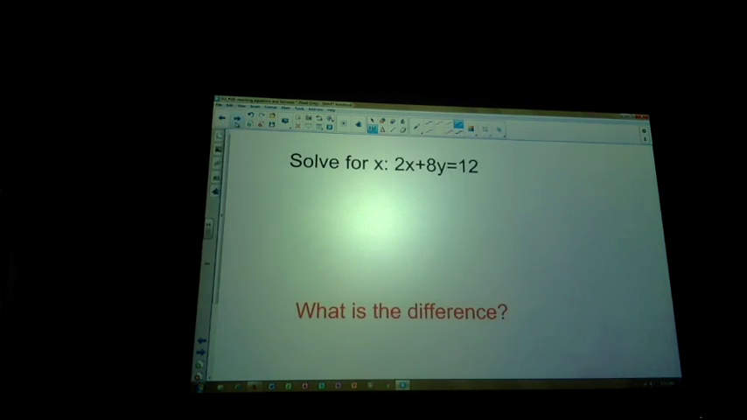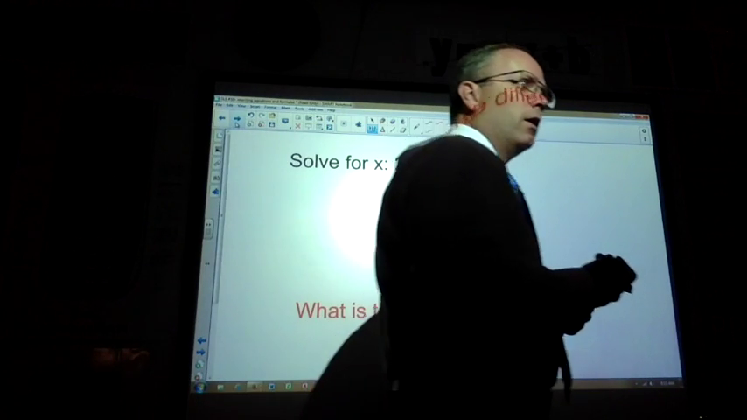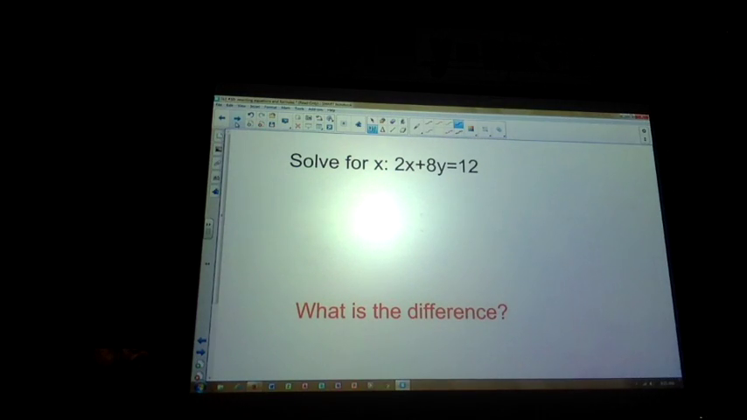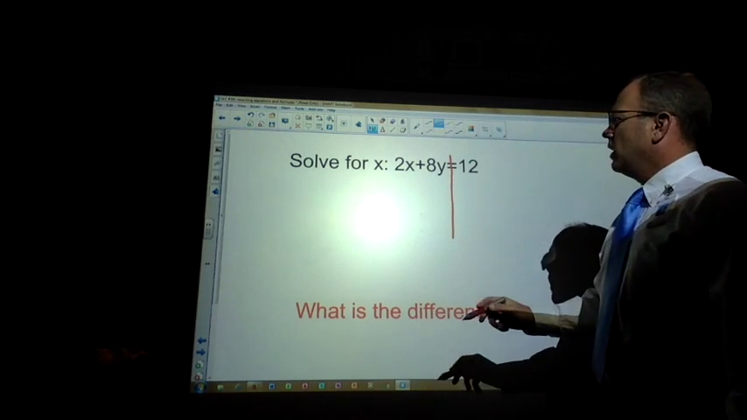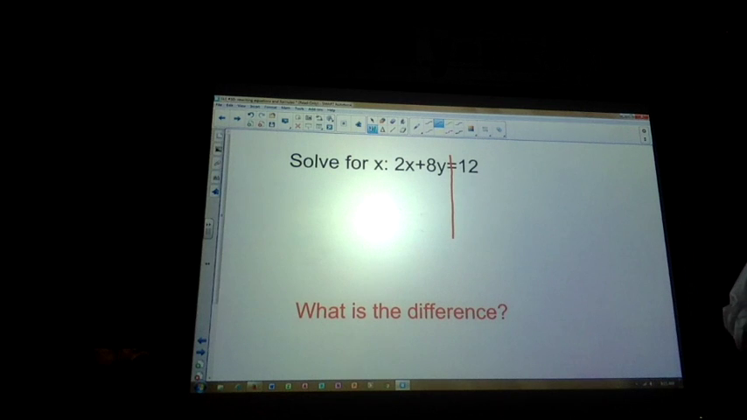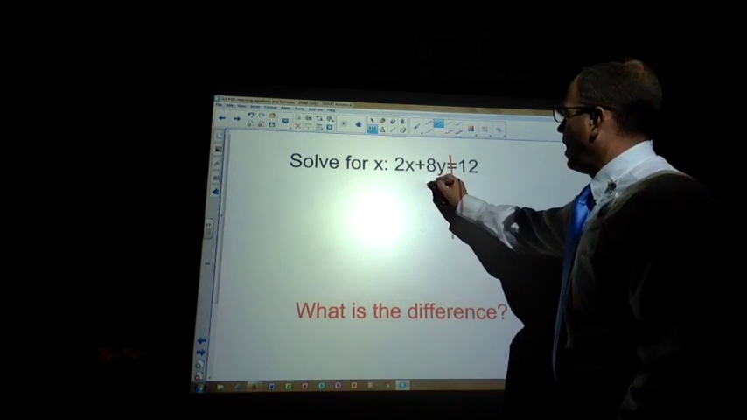Okay. Alright, so on this one, I want to solve for x. But what do you also notice in this equation? There's a y. So 2 and x are being held together by what math operation? Multiplication. And what about 8 and y? How are they being held together? Multiplication. So what we want to do on this one is get x all by itself. So I'm going to do that vertical line. Any thoughts on how I would start getting x by itself? What was the first move? Subtract 8y from both sides.